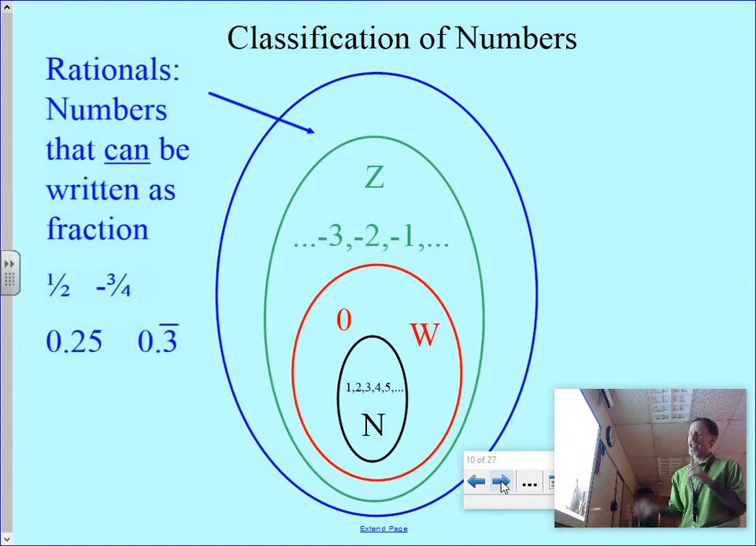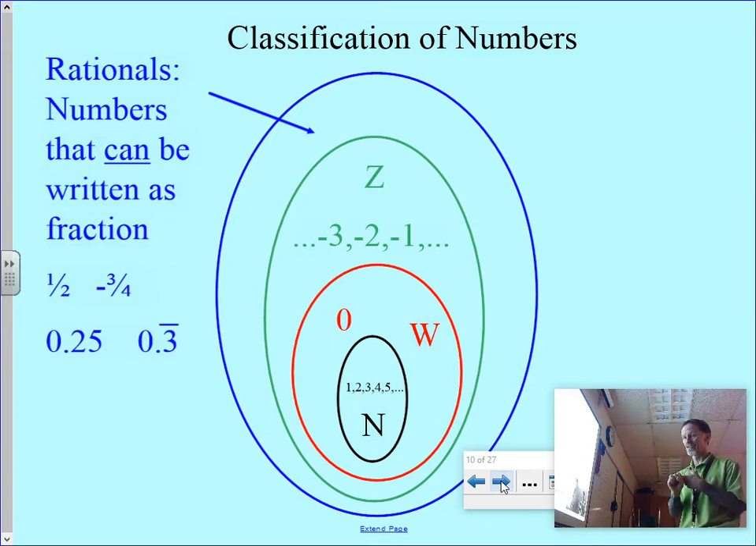And it's any number that can be written as a fraction. Obviously, if you see a fraction, automatically it's going to be a rational number. You don't have to think about it. And again, positive or negative, it doesn't matter. If you see a decimal, there's two ways you can tell it can be written as a fraction.